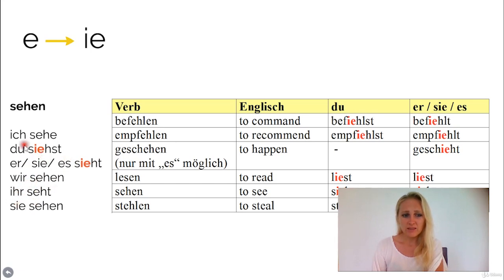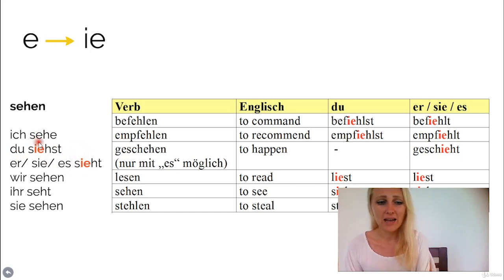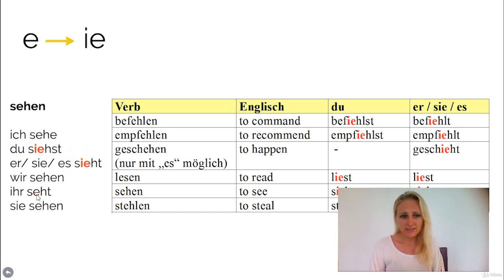As you see, the only ones that are changing are du and er, sie, es. The E is changing to an IE. The rest stays exactly the same.